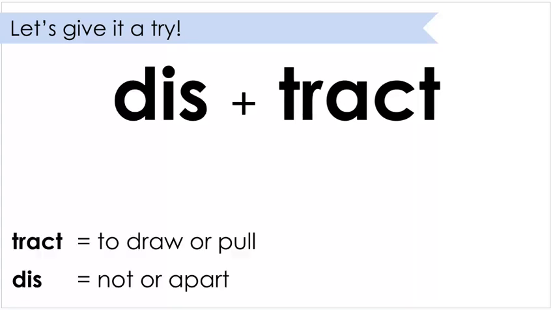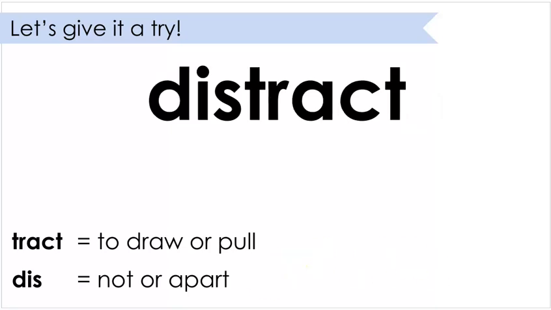We're going to start with tract, and we're going to add dis first. Now, as a reminder, tract means to draw or pull. Dis means not or apart. If I add those words together, what word do I get? Distract. That's correct. Can you figure out what distract means based on our definitions here?